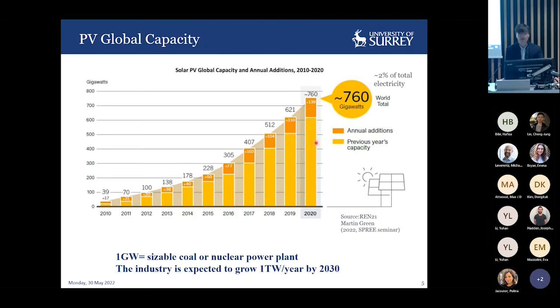We currently have around 760 gigawatts installed, and you can see that the new installation is also increasing quite a lot. You can imagine that 1 gigawatt is around a sizable coal or nuclear power plant, so it's quite a sizable power station. And the industry is now expecting to grow 1 terawatt per year by 2030. So that's also quite a substantial increase.